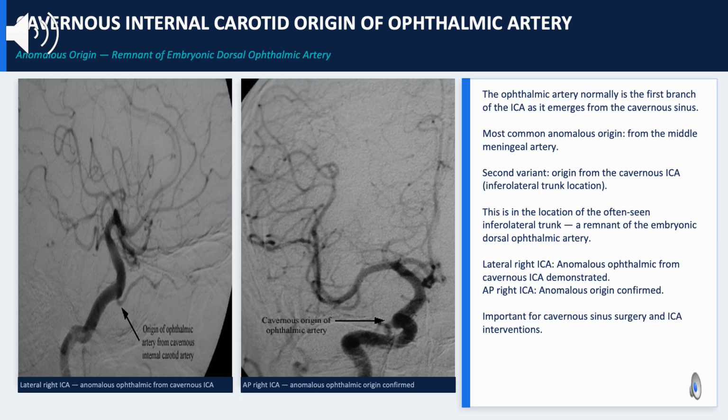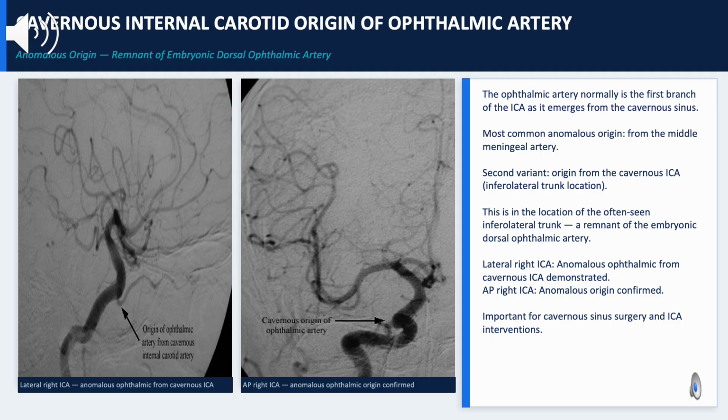The cavernous origin of the ophthalmic artery is the second most common anomalous ophthalmic origin after the MMA origin. Its location at the inferolateral trunk of the cavernous ICA positions it in the embryologic remnant territory of the dorsal ophthalmic artery, which in fetal life provided orbital supply before the definitive ophthalmic artery established its supraclinoid origin.